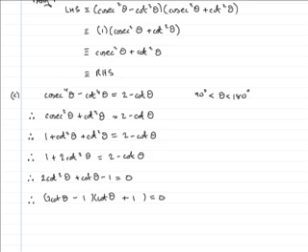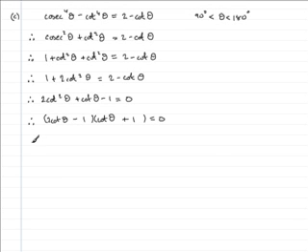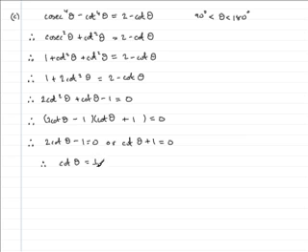Okay, so we'll scroll up. And therefore, what we have now is either this factor equals 0 or this factor equals 0. So therefore, 2 cot theta minus 1 would equal 0. Or the second factor, cot theta plus 1, that would equal 0. Okay, rearranging each equation here, we get that cot theta would be equal to 1/2. Or cot theta would equal minus 1.